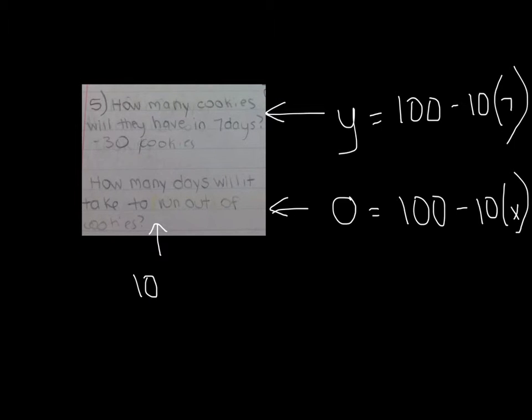For the prediction problems, we started with how many cookies they will have after 7 days. So I plugged it into the explicit rule, which is y equals 100 minus 10x, and I did 100 minus 10 times 7, since there's 7 days, and that's 30, so it would be 30 cookies. And then for how many days it would take to run out of cookies, we did the explicit rule again, and 0 would be the output since there's no cookies left. And then you do 100 minus 10 times x, and that would be 10.